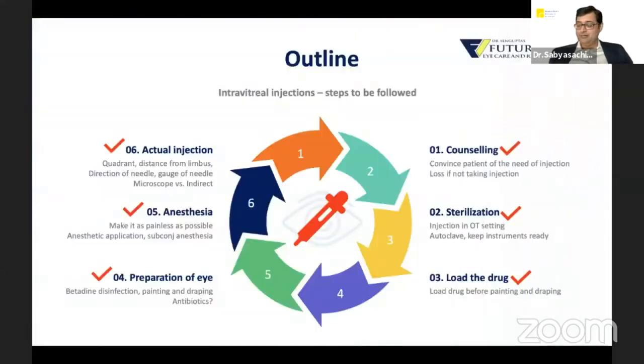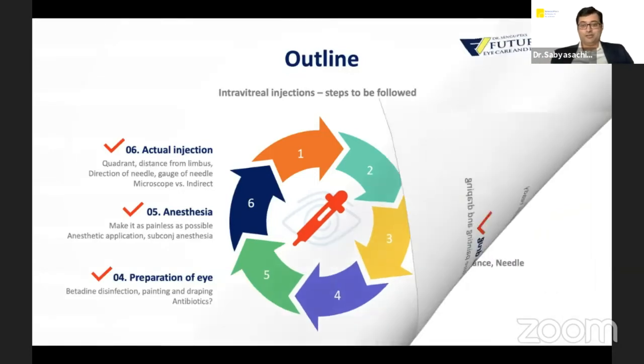So what we discussed now was patient counseling, sterilization, that is giving injections in the OR settings, loading the drug and looking at certain checklists before loading and at the time of loading, preparing the eye with betadine and some disinfection there, then some anesthetics, which makes it as painless as possible, an actual injection where you look at the quadrant, the distance from the limbus, the direction of the needle, the gauge of the needle, that is usually 30 gauge, and you think about whether you want to use a microscope or an indirect ophthalmoscope.